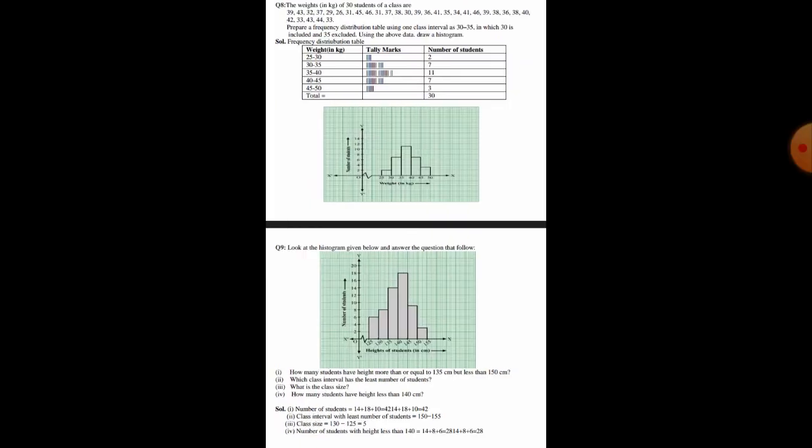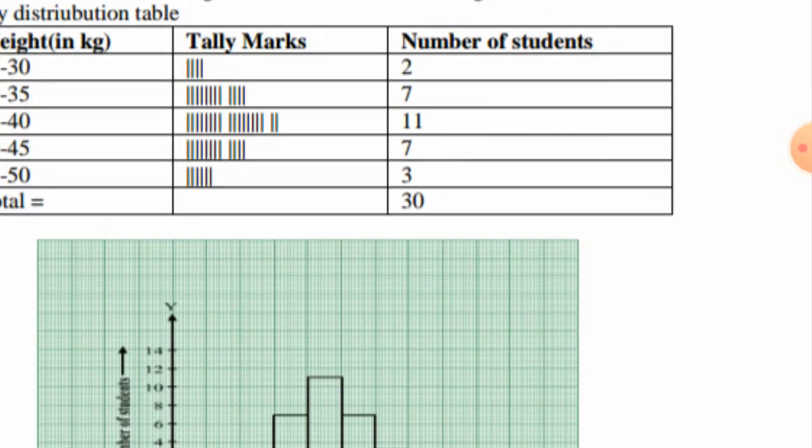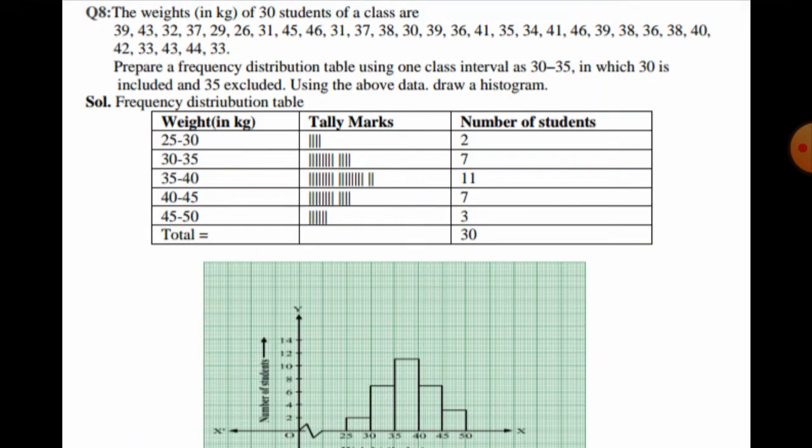Now next question. See question number 8. In this question, the weights in kg of 30 students of a class are given. So these are the weights of 30 students. Now prepare a frequency distribution table using one class interval as 30 to 35, in which 30 is included and 35 excluded. Now using the above data, draw a histogram.